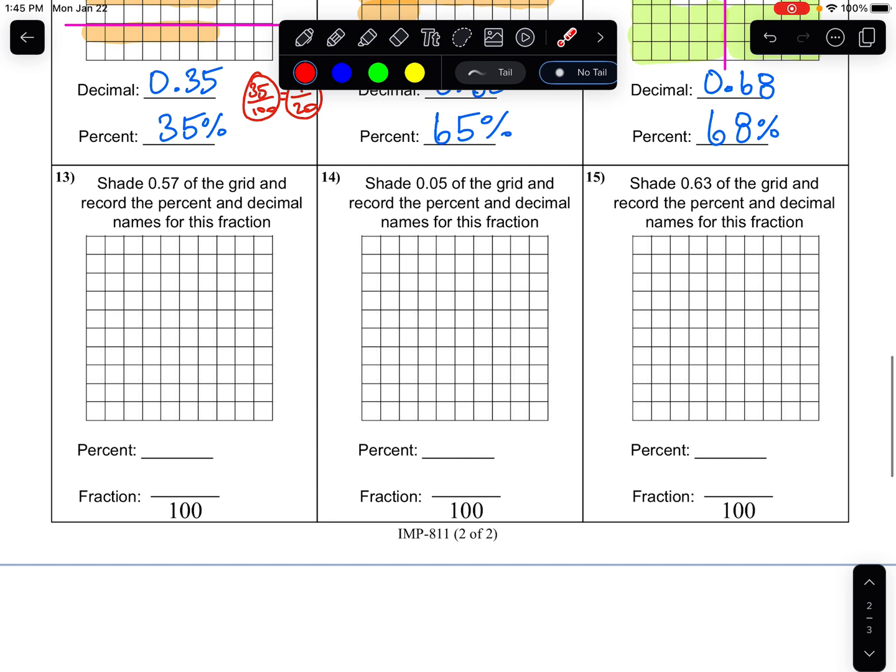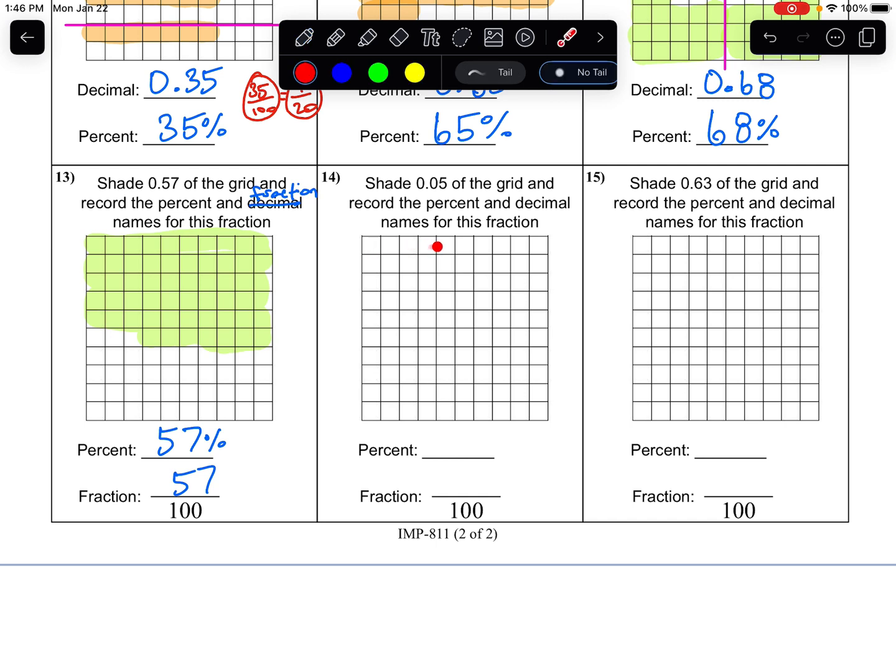Last three, we are given decimals. Shade 0.57 of the grid, or 57 hundredths of the grid, and record the percent and fraction names. So 57, that's simple. It's just 10, 20, 30, 40, 50, and then 7 more: 1, 2, 3, 4, 5, 6, 7. There it is. That is 57 out of 100, which is 57%. And that is 57 out of 100.